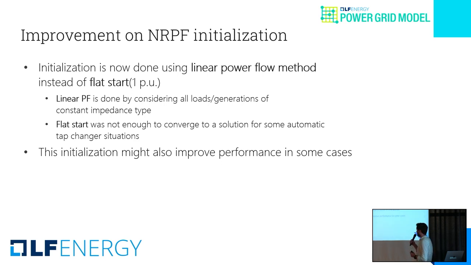Now we also did improvements on the Newton-Raphson power flow. Newton-Raphson power flow is one of the oldest algorithms in Power Grid Model, but we still keep on improving things. We used to do a flat start, so set everything to one per unit. And right now we don't do that anymore. We use the linear power flow method, where we assume all loads and generations to be of constant impedance type, to do a first calculation and use that as the starting point for the Newton-Raphson iteration. Why did we do that? When we started working on the automatic tap changer, we figured out that the flat start was actually not enough to converge for some cases. So we needed something better. But next to that, the initialization is better. It might also improve the performance in some cases.